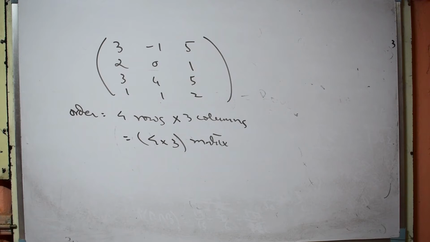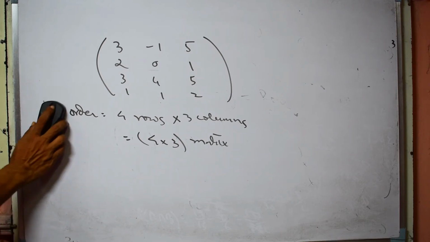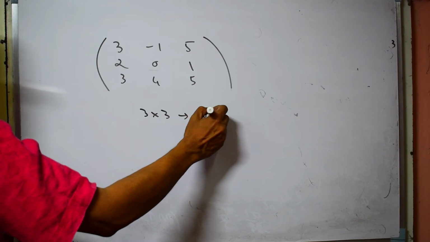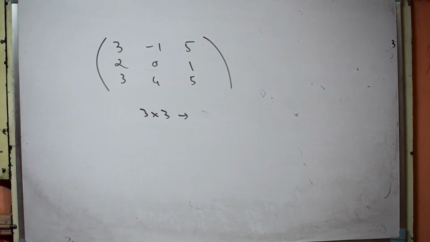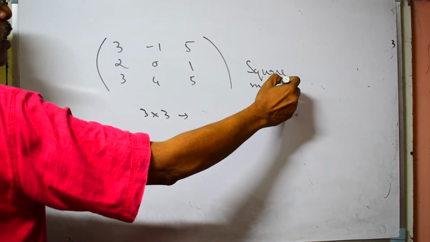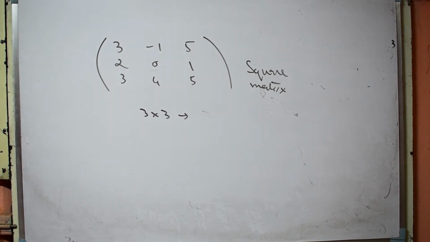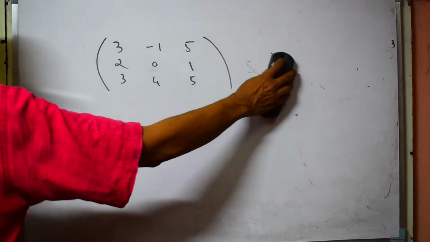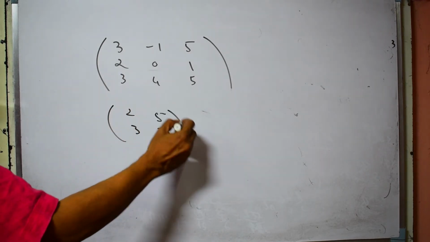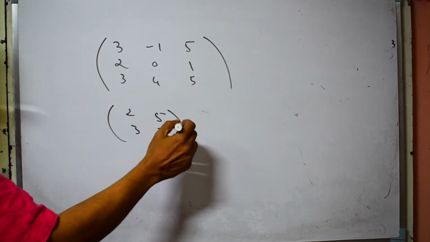Now we have various kinds of matrix, like a square matrix. This is a square matrix. Why is it square? Because this is 3 rows, 3 columns. It's a square matrix. Square matrix means the number of rows and number of columns will be the same. It can be another square matrix like 2, 5, 3, 7. It is a square matrix because there are 2 rows and 2 columns.